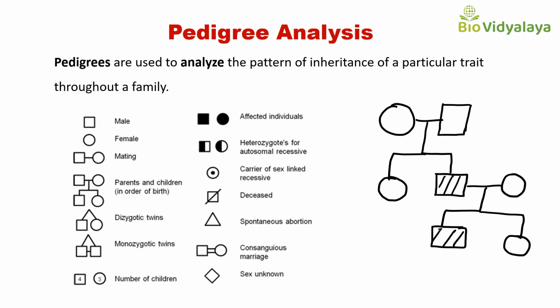Pedigree analysis. What is meant by pedigree analysis? Pedigrees are used to analyze the pattern of inheritance of a particular trait throughout a family. So we are using pedigree to analyze the pattern of inheritance of a particular trait or a particular phenotype throughout a family. So we can say that a pedigree is a family tree or a chart made of symbols and lines that represent the genetic history of a family.